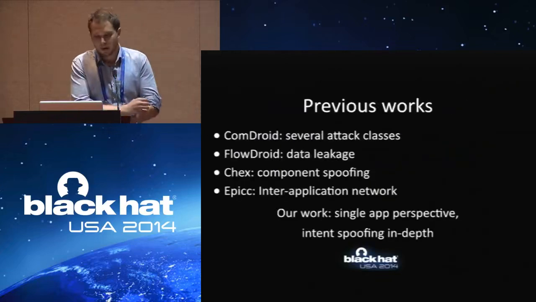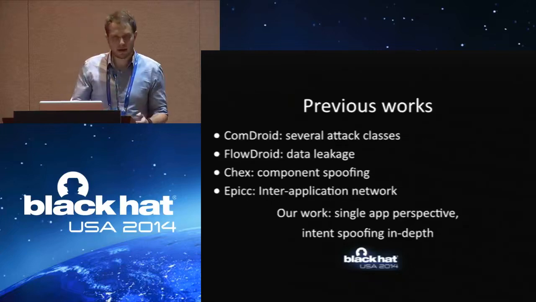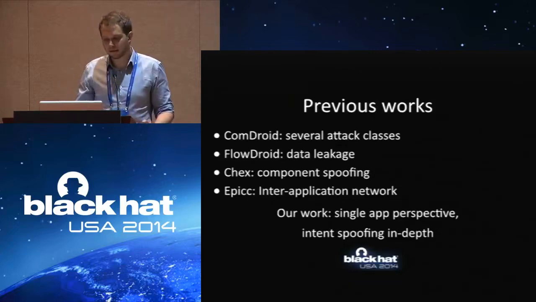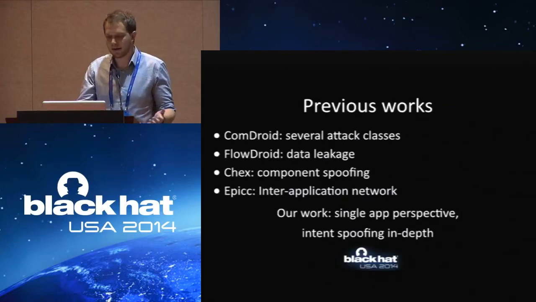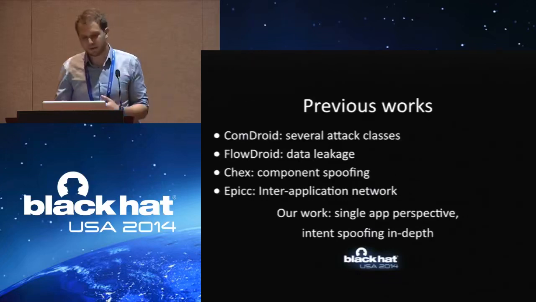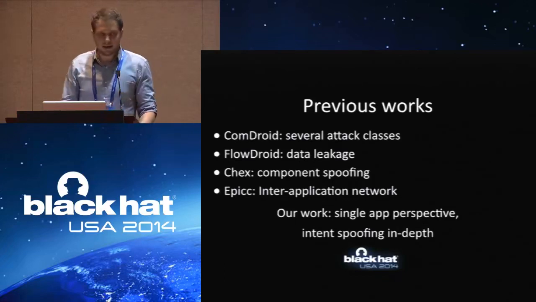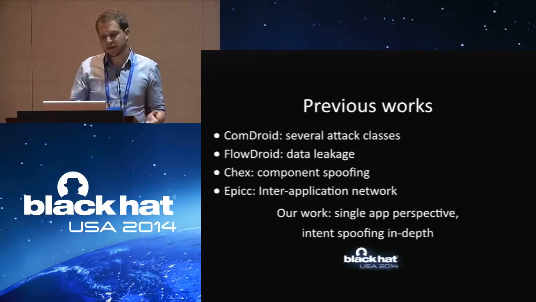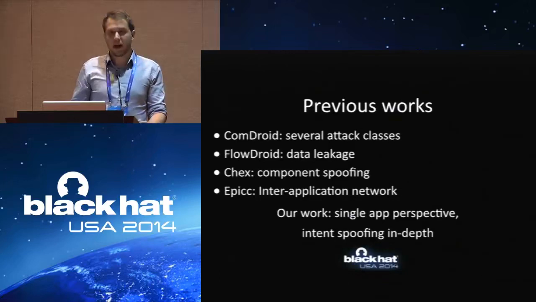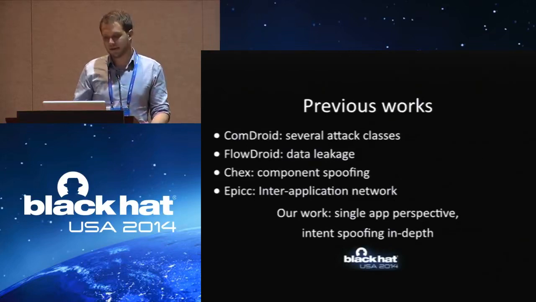There have been a few previous works about Android inter-component communication and intent messages. The first of them is ComDroid, where they basically gave the first taxonomy of all the vulnerability classes that can happen in this scenario. Then other work covered data leakage, component spoofing, and networks of applications to achieve, for example, privilege escalation and those kinds of things. Our work focuses its attention on a single-app perspective, and we wanted to go a step further into intent spoofing and analyze it in depth.